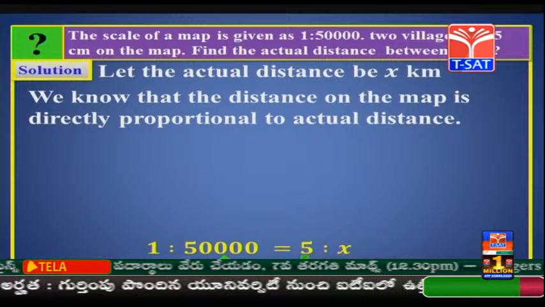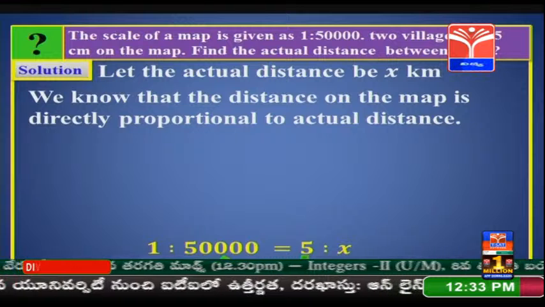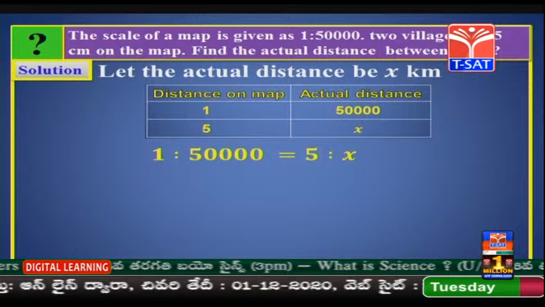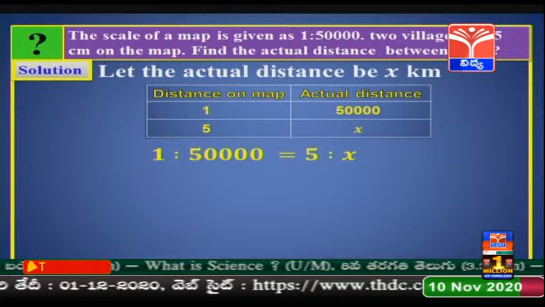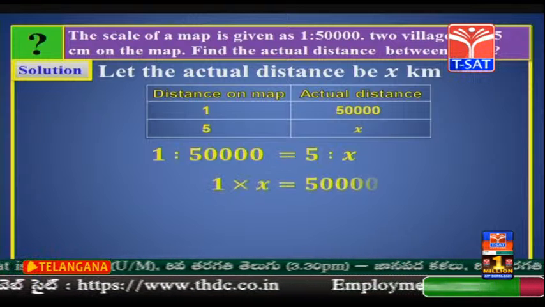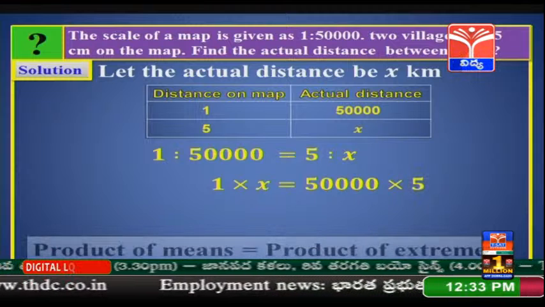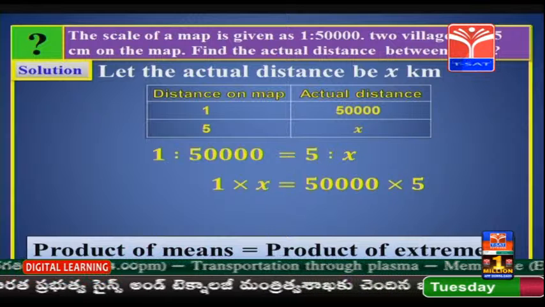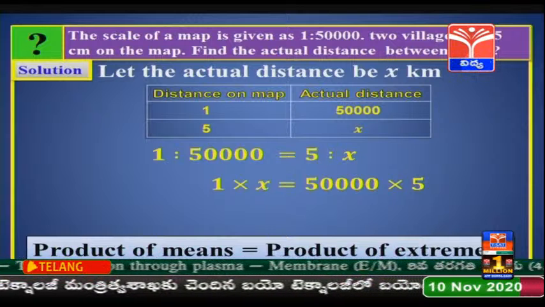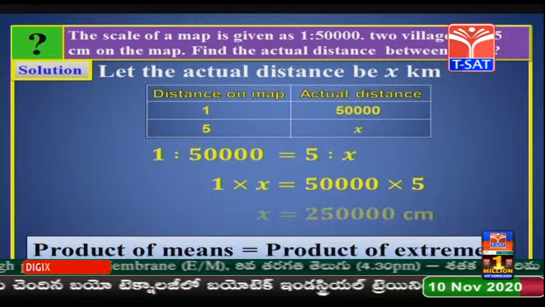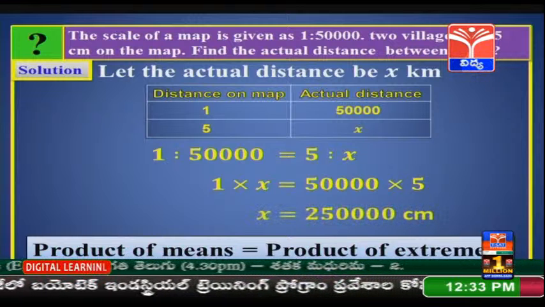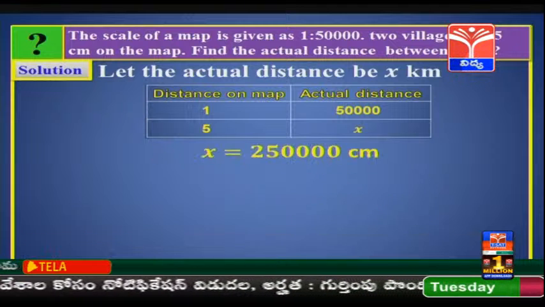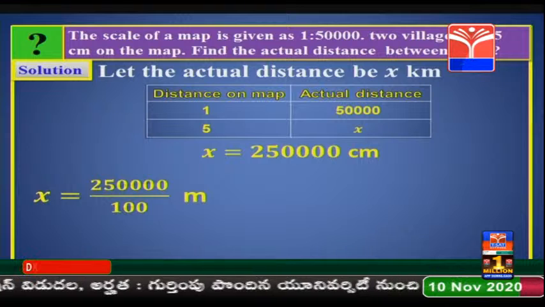Now, both are in direct proportion. That means 1:50,000 is equal to 5:x. So, product of means equal to the product of extremes, which means 1 into x must be equal to 50,000 into 5. So, what is the value of x, children? Yes, it is 2,50,000 centimeters.